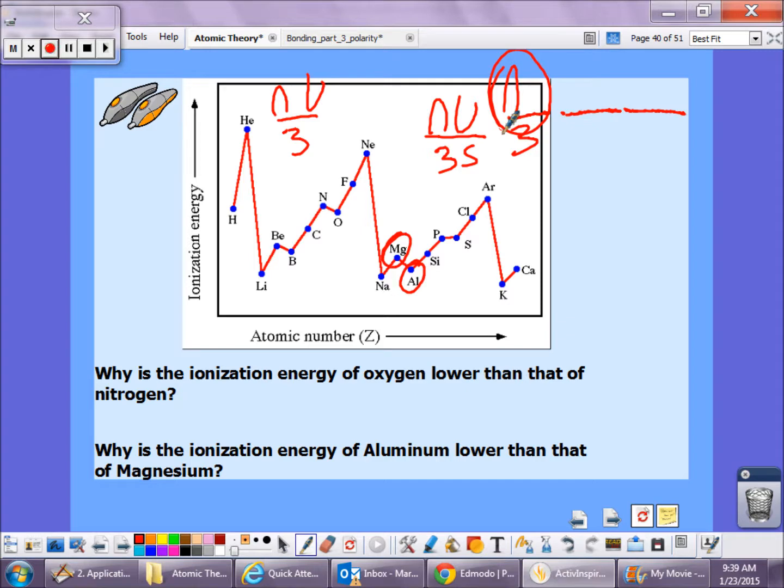So what you use as argument, remember you start with what they have in common. Both of them are on the 3rd level. Even though aluminum has a higher effective nuclear charge, that valence electron is at a higher energy state. It is easier to remove it. Alright? That's what happened.